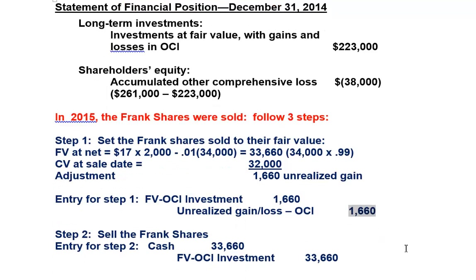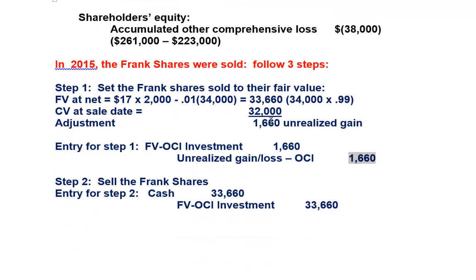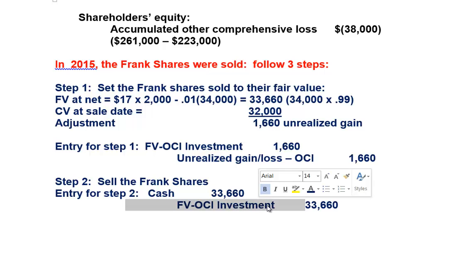Now don't forget, after we make this step 1 entry, those Frank shares are now sitting on our books at $33,660. So when we sell them, we're going to get a net $33,660. And then that means we're going to get that amount in cash. And again, that's net of the commission. And we're going to credit the fair value through OCI investment, which means we're getting rid of it for $33,660. So we no longer have those Frank shares sitting in our portfolio.